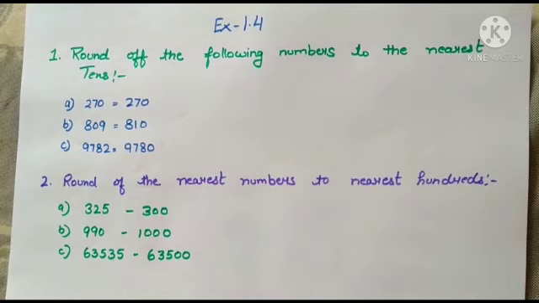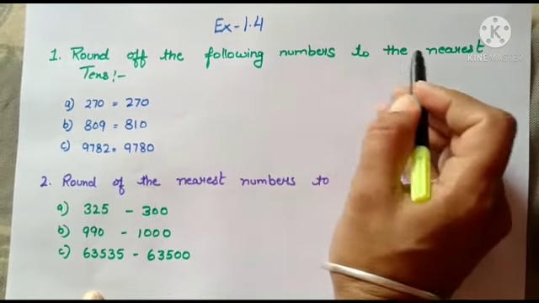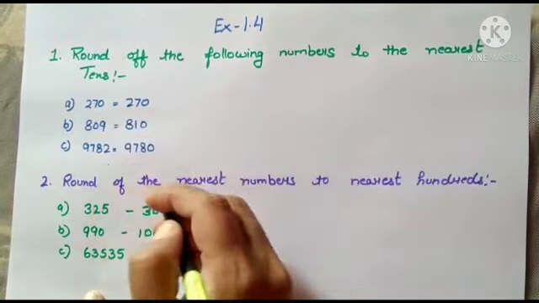In the last video, you learned about how to do ascending and descending orders. Today we are going to do exercise 1.4. In this exercise, you have to learn how to round a number to the nearest tens, hundreds and thousands. So let's start. First question is: round off the following numbers to the nearest tens.